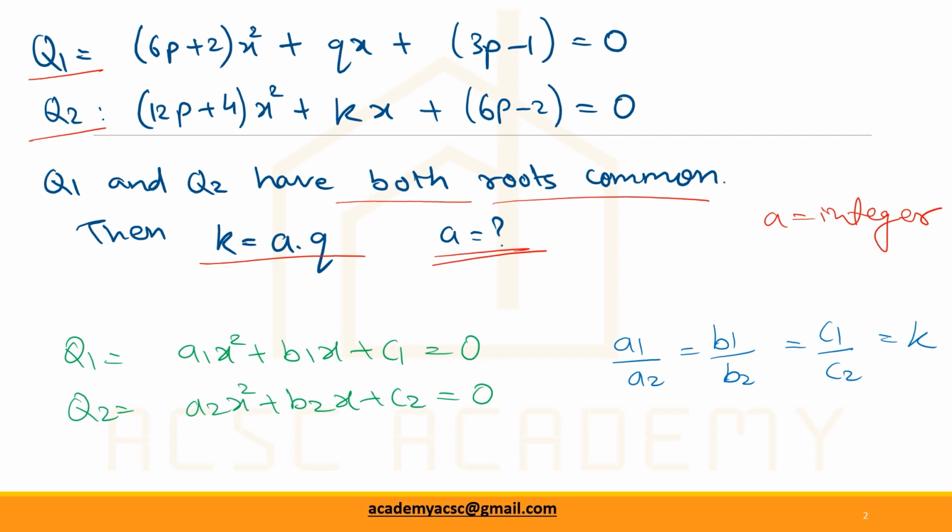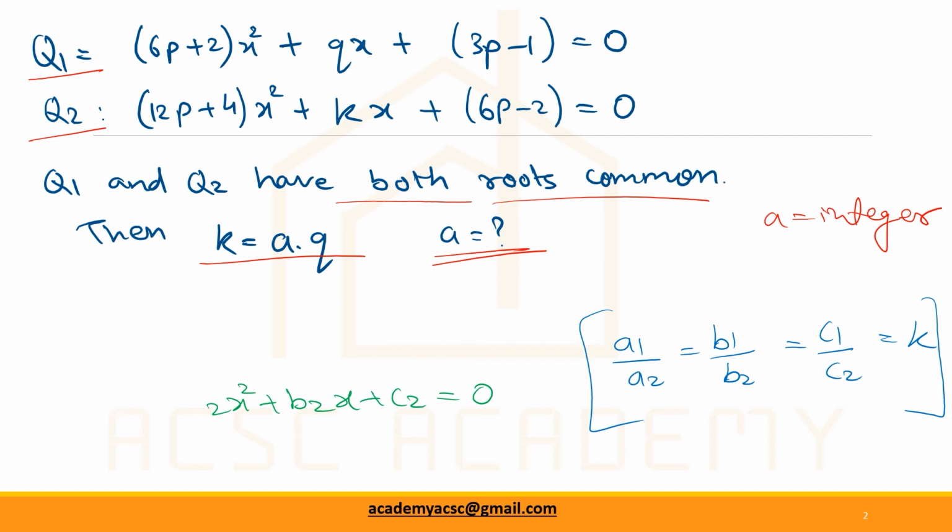So this is the condition that we use when it is stated that both the roots are common, because in that case all the coefficients would be multiplied by some constant k. So this is what we are going to use in this particular question as well. So now let us see how that can be done.